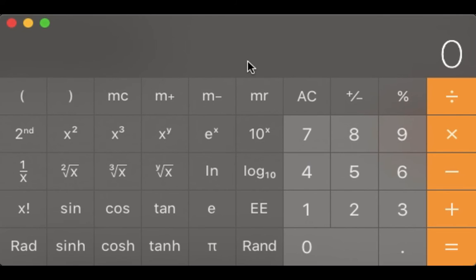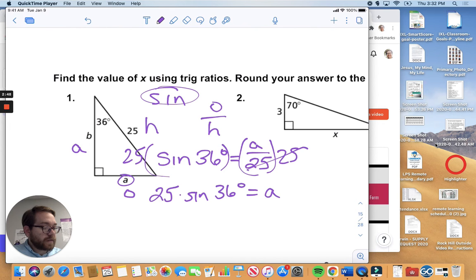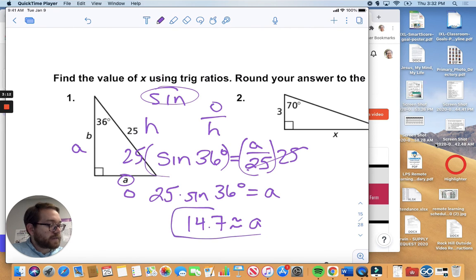If you're using a calculator in the classroom, obviously I can explain how to use that calculator to you because that's a little bit different. But on your phone or on the computer, this might be one way that you approach that. So sine of 36 degrees times 25, if I put that all into the calculator like that, that is approximately, rounding to the nearest tenth place, 14.7. I rounded to the nearest tenth because that's what it says in my directions up here. So A is approximately 14.7 units, whatever they are in this case.